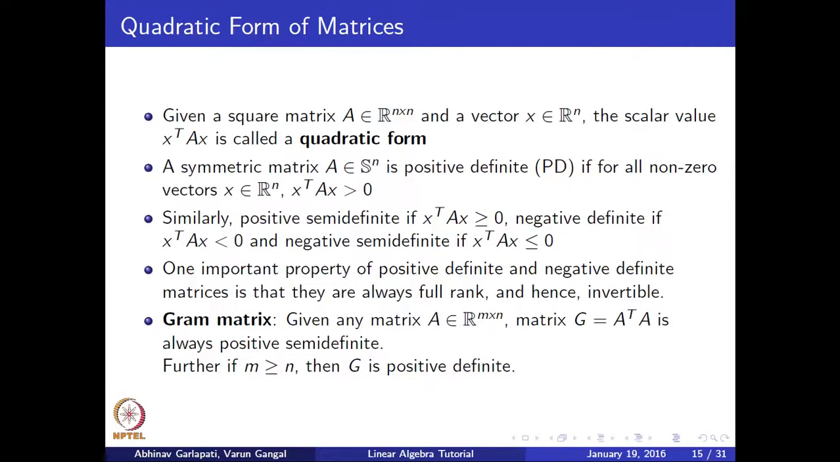For a matrix A, which is of dimension m cross n, one can define a special matrix called a gram matrix. The gram matrix is given by A transpose A. The salient property of the gram matrix is that it is always positive semi-definite. Moreover, if the number of rows exceeds the number of columns, in other words, if m is greater than or equal to n, this implies that G is positive definite.